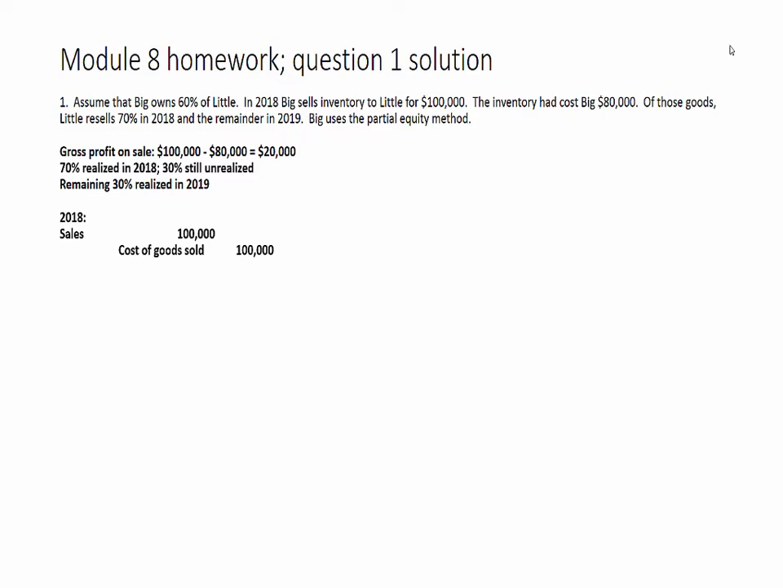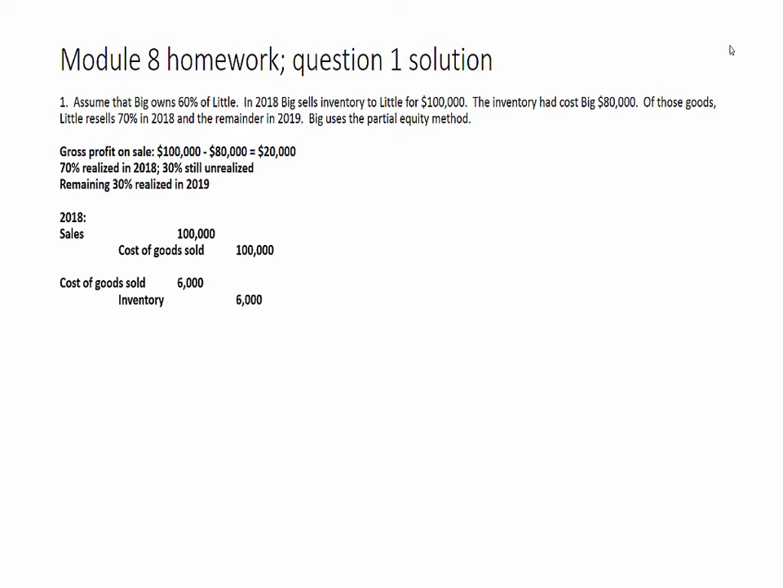Instead, we back up and say, look, of that $20,000 gross profit, 30% is still unrealized, so we have to go ahead and defer $6,000 of gross profit. We do that by adjusting cost of goods sold upward by $6,000. At the same time, the inventory value on Little's balance sheet is inflated by the markup that Big made when they made that sale.